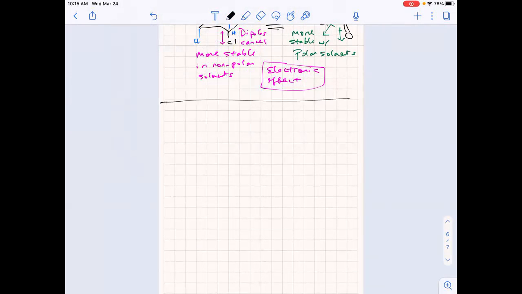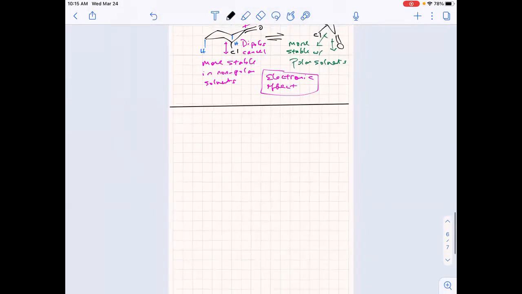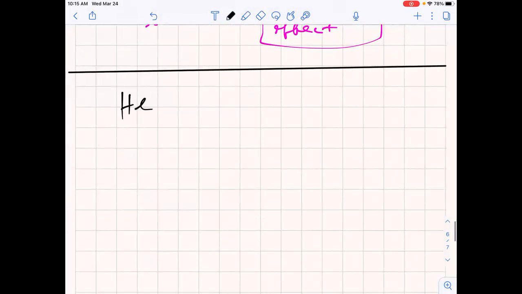So when a cyclic system, a 6-member ring or something like that, contains a heteroatom, then the dynamics change, the energetics change, and the preferences change for axial versus equatorial. So let's talk about that.